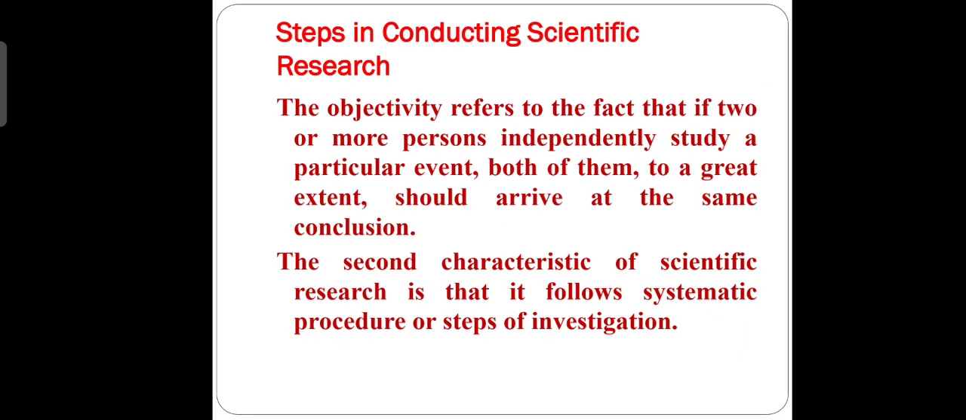Now children, steps in conducting scientific research. What is the meaning of research? Research means to investigate systematically. Through research, we can create new knowledge. We can also use our existing knowledge in a new and creative way. So what are the important characteristics of scientific research? One is objectivity. The other is systematic procedure.